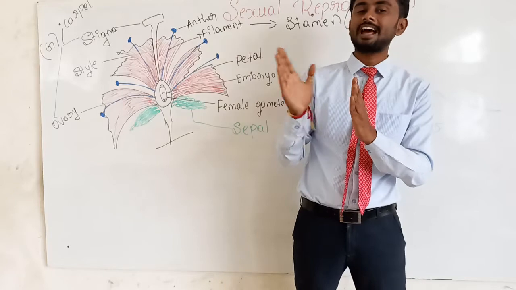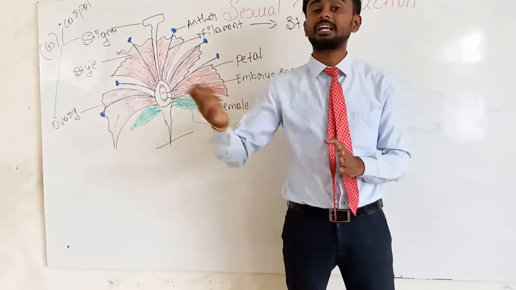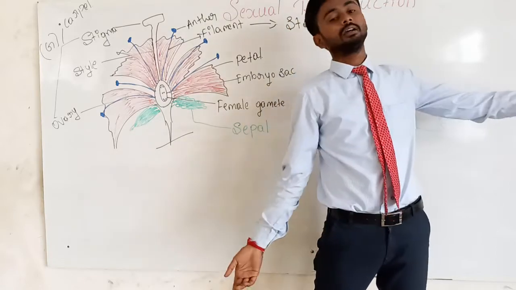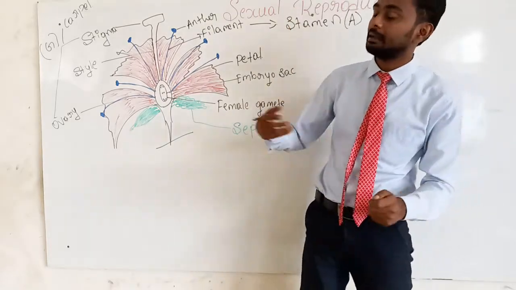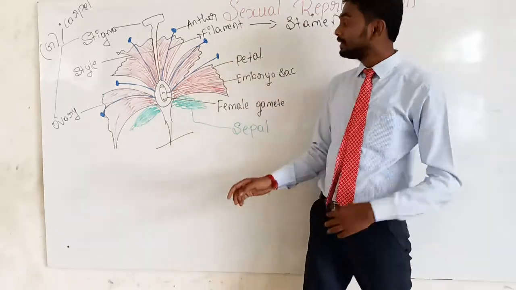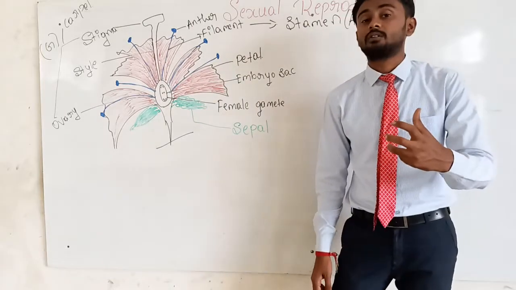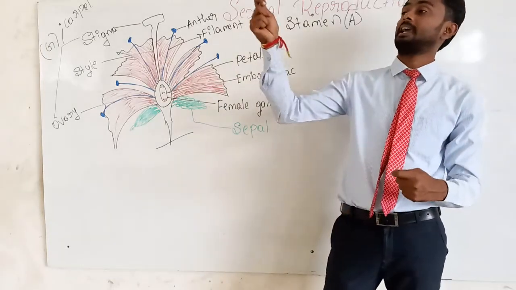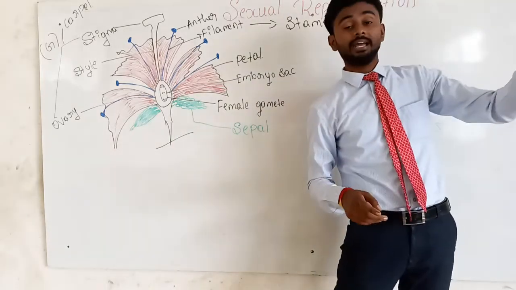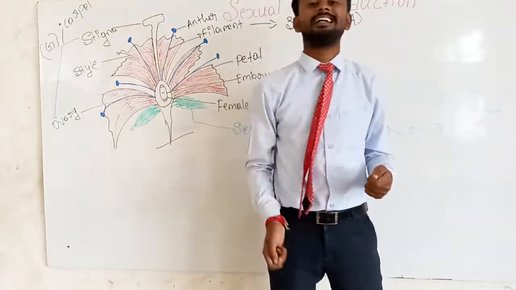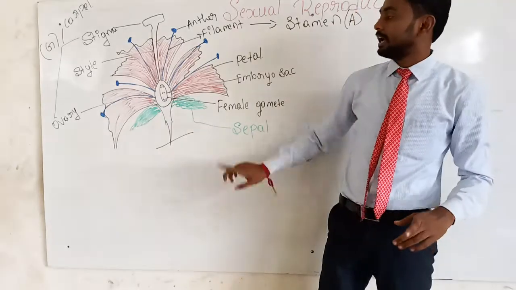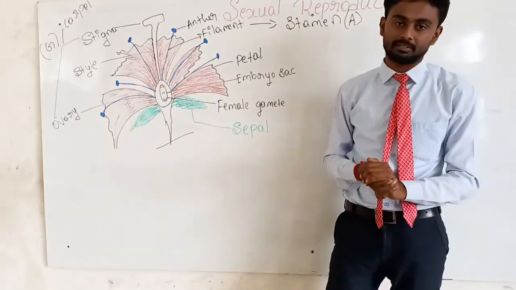Unisexual is what? If a flower has only a single type of gamete, that is known as a unisexual flower. Either the male gamete or the female gamete will be present in a single flower. But if both male and female gametes are present in one flower, that type of flower is known as what? Bisexual flowers. The hibiscus is an example of a bisexual flower.